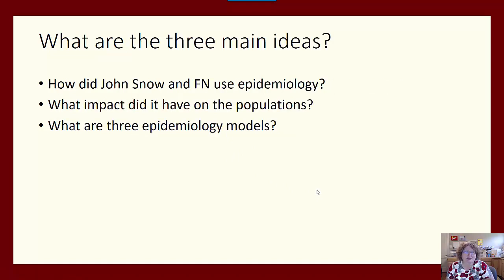So let's think for a moment about the three main ideas of what we just discussed. How did John Snow and Florence Nightingale use epidemiology? And what impact did it have on the population? For John Snow, it stopped the cholera. For Florence Nightingale, it gave the soldiers a fresh environment. It reduced mortality and morbidity. And then what are the three epidemiological models, which would be the epidemiological triangle, the web of causation, and the ecological model? So take a moment to review those, and then we will move on to the next section.